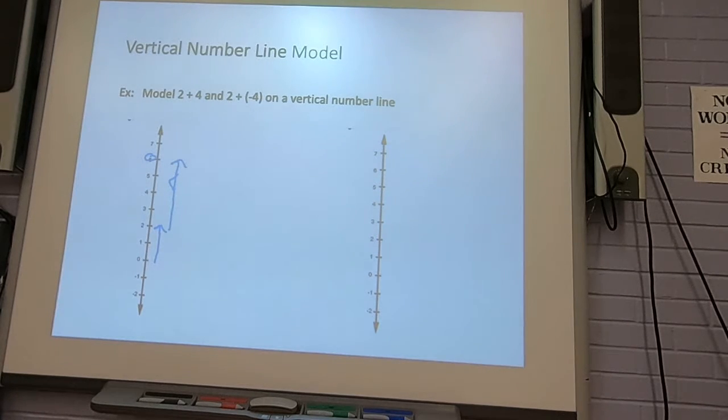Alright, the second one, 2 plus negative 4. Same thing, I'm going to start at 0, go up to 2, but this time it's plus a negative, so I'm going to count down. So if it's easier, we'll loop it. I'm going down 4, so 1, 2, 3, 4. It's going to take me down here to negative 2. My answer is negative 2.